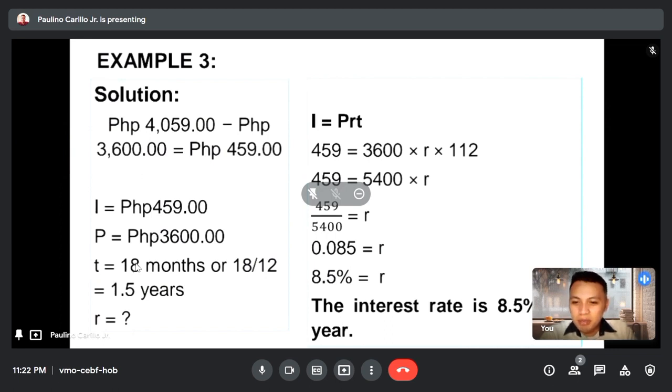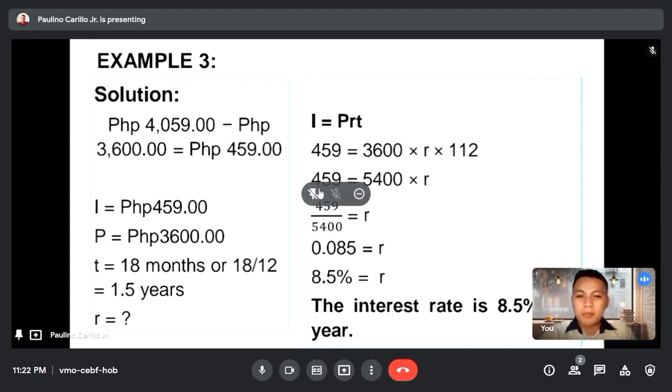T is 18 months. Okay, look at this, 18 months. Remember that our time is in terms of years. Therefore, what we need to do is to convert these 18 months in terms of years. How are we going to do that? We need to divide 18 by 12. Why 12? 12 stands for the 12 months in a year. Therefore, if we divide 18 by 12, we have a value of 1.5 years.